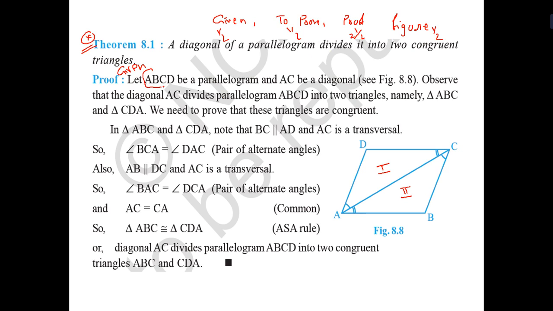So what is given? ABCD is a parallelogram and AC is a diagonal, that is given. So up to that you have to write ABCD is a parallelogram and AC is a diagonal. Diagonal AC divides the parallelogram ABCD into two triangles, that is ABC and CDA. To prove, that is the second point: triangles are congruent. So what do I have to write? Triangle ABC is congruent to triangle CDA. That I have to write.